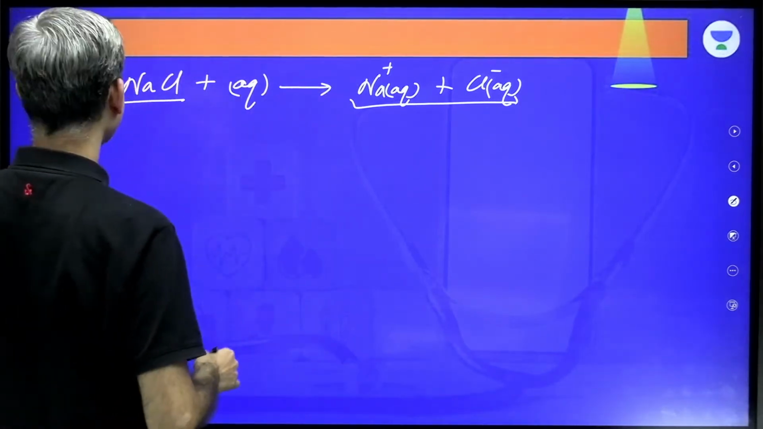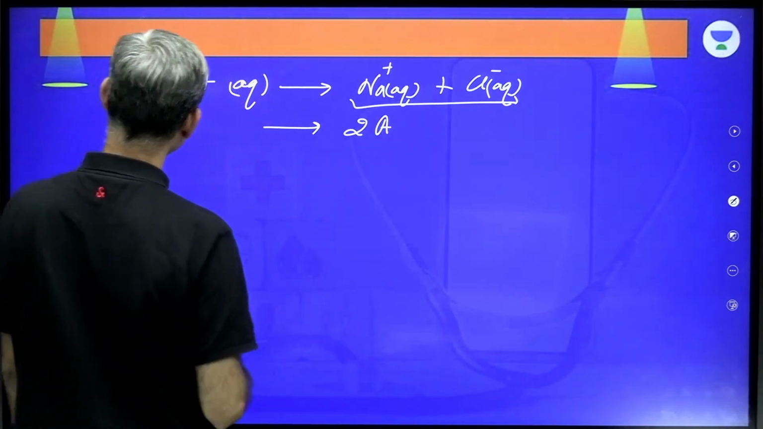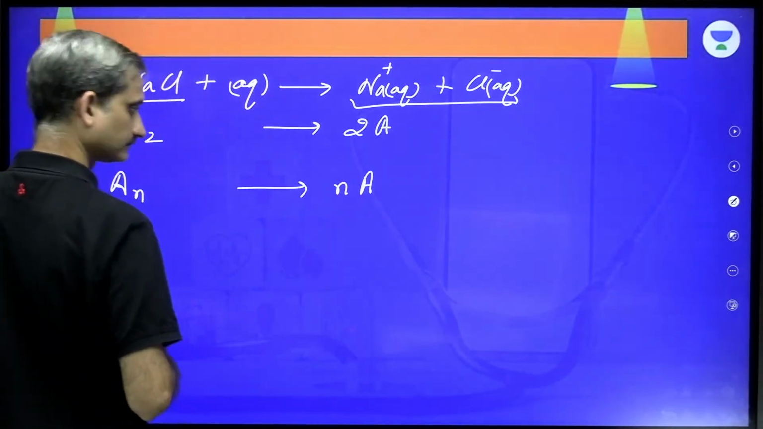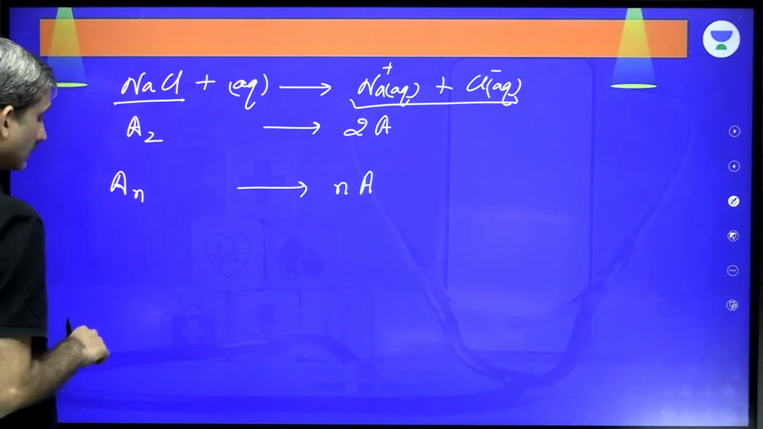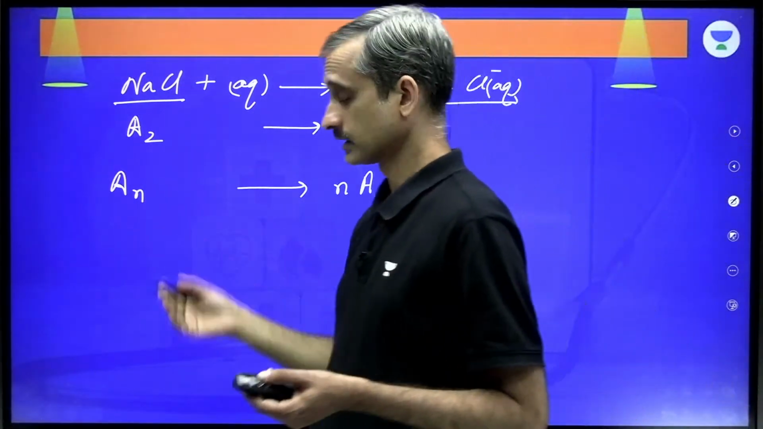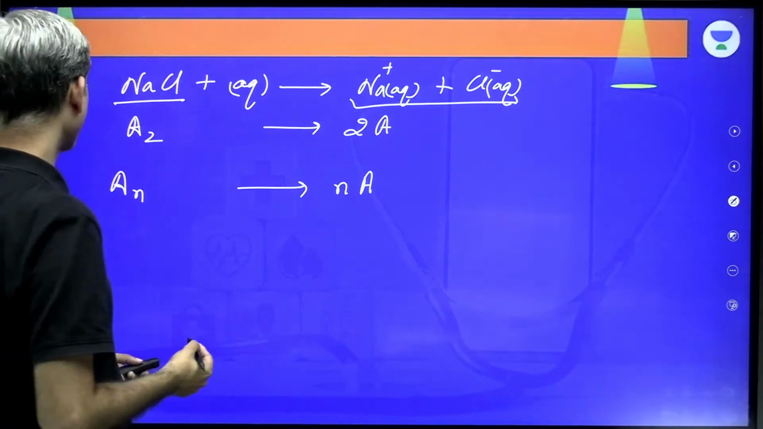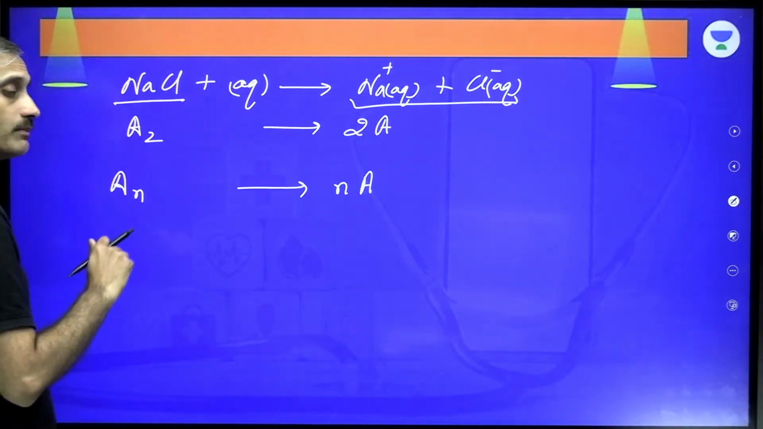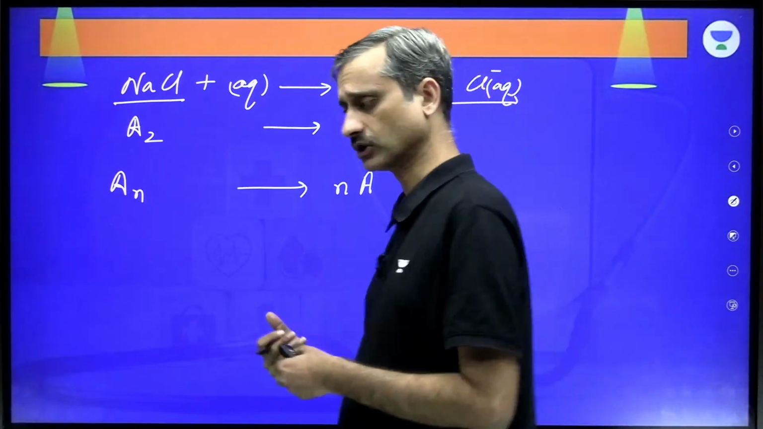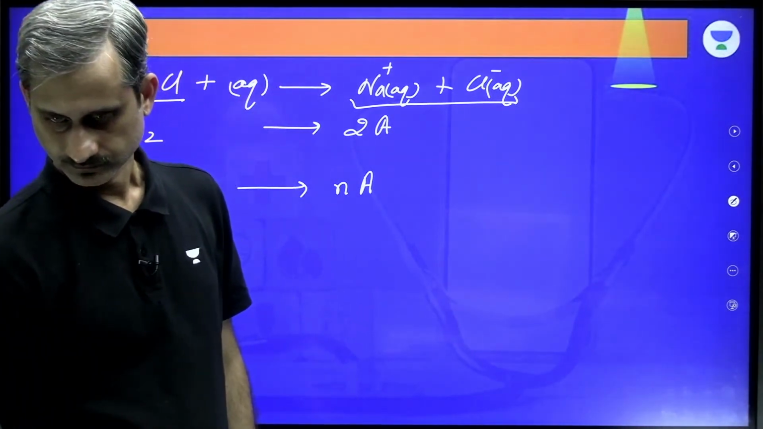Here, since we are not bothered about the charge, we can simply put NaCl as A2, which dissociates to give 2A. We could have something like An, which dissociates to give n of A. And then we could have many other numbers also. Here we are talking about this particular thing, An to nA. So, what we know is how many effective particles there are, and the ratio of the observed colligative property to the theoretical colligative property is given by a factor which is called the Van't Hoff factor. Clear?